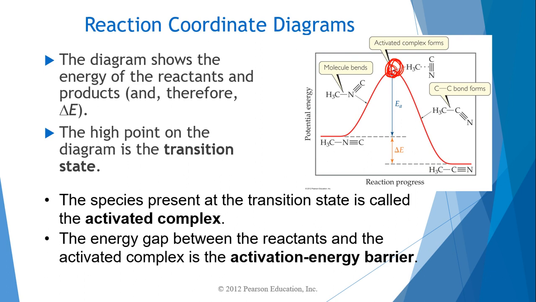Now, this energy gap from the top of this hump all the way to where our reactant started, so let's label this reactants so you guys know, and products, from here to here, this is labeled EA, which is called our activation energy barrier.